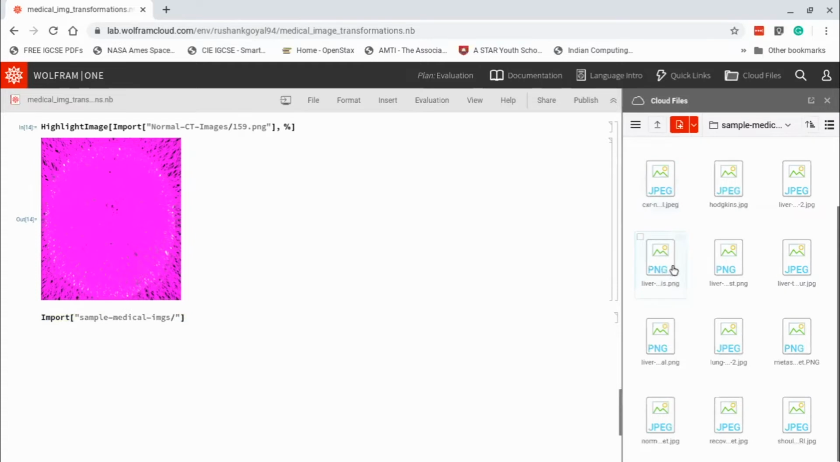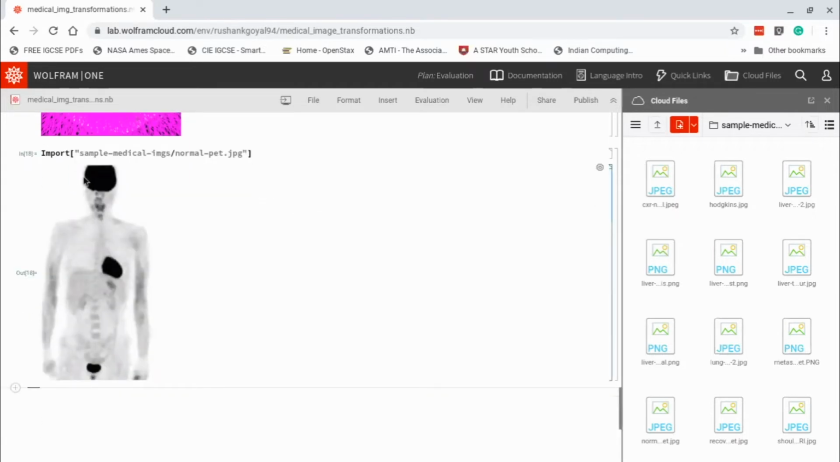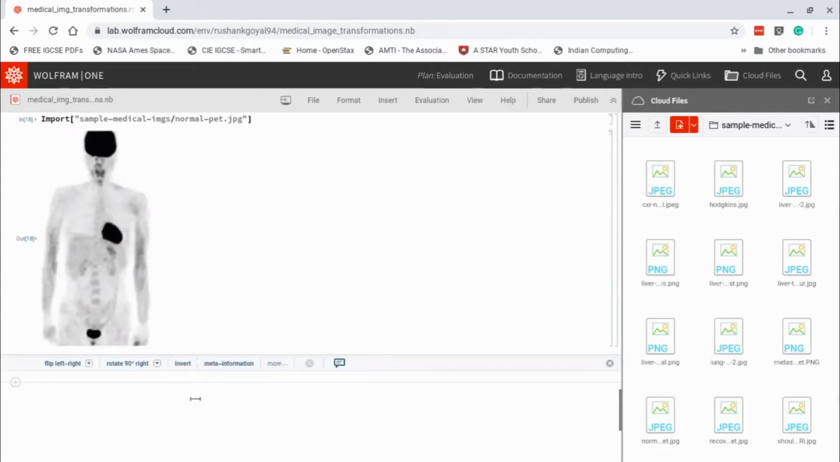So I have a normal PET scan here. As you see, the brain uses a lot of glucose, and that's your heart, and that's your bladder. So these are basically the only black spots that are going to appear.